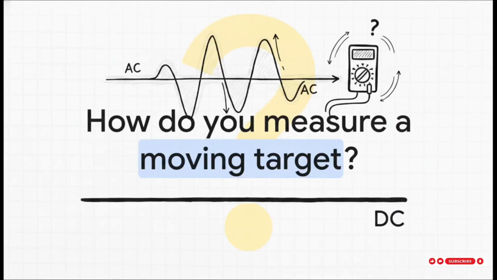So here's the million-dollar question. How do you actually measure a moving target? I mean, direct current is easy. It's just a nice, predictable, flat line of continuous voltage. But alternating current? It's a wave. It is constantly flipping direction. It ramps up from zero to a positive peak, drops back to zero, plunges to a negative peak, and then does the whole shebang all over again.